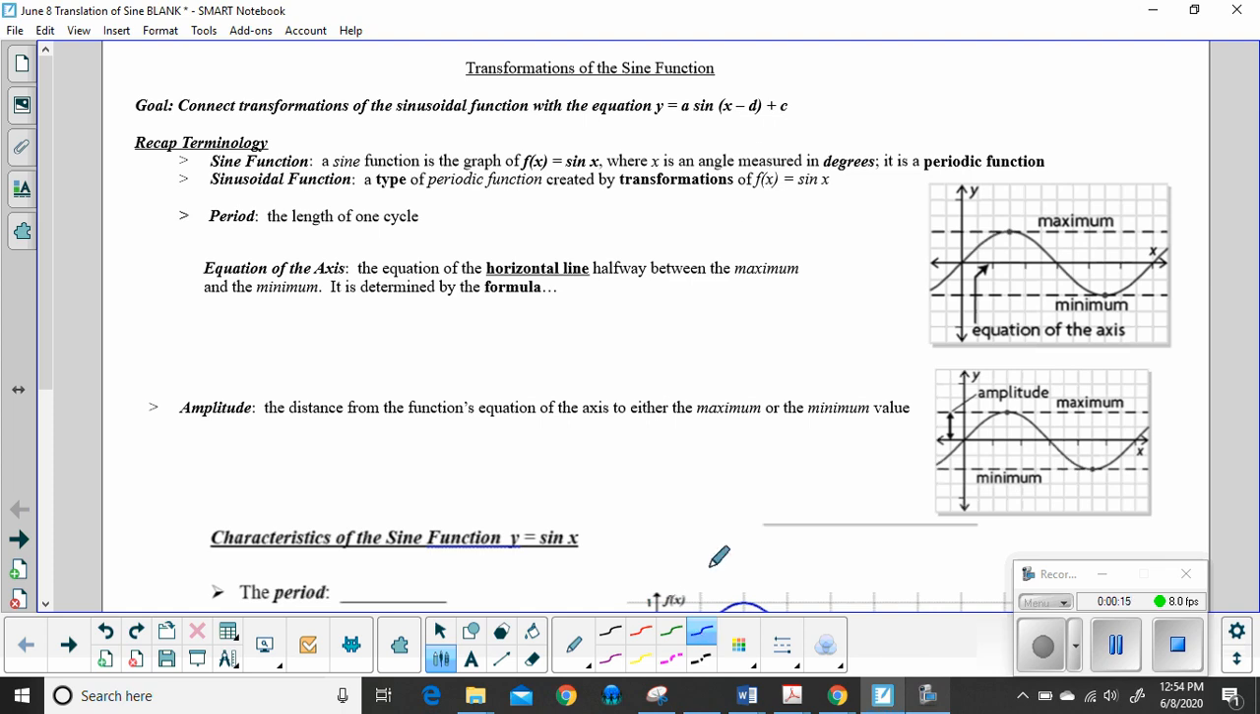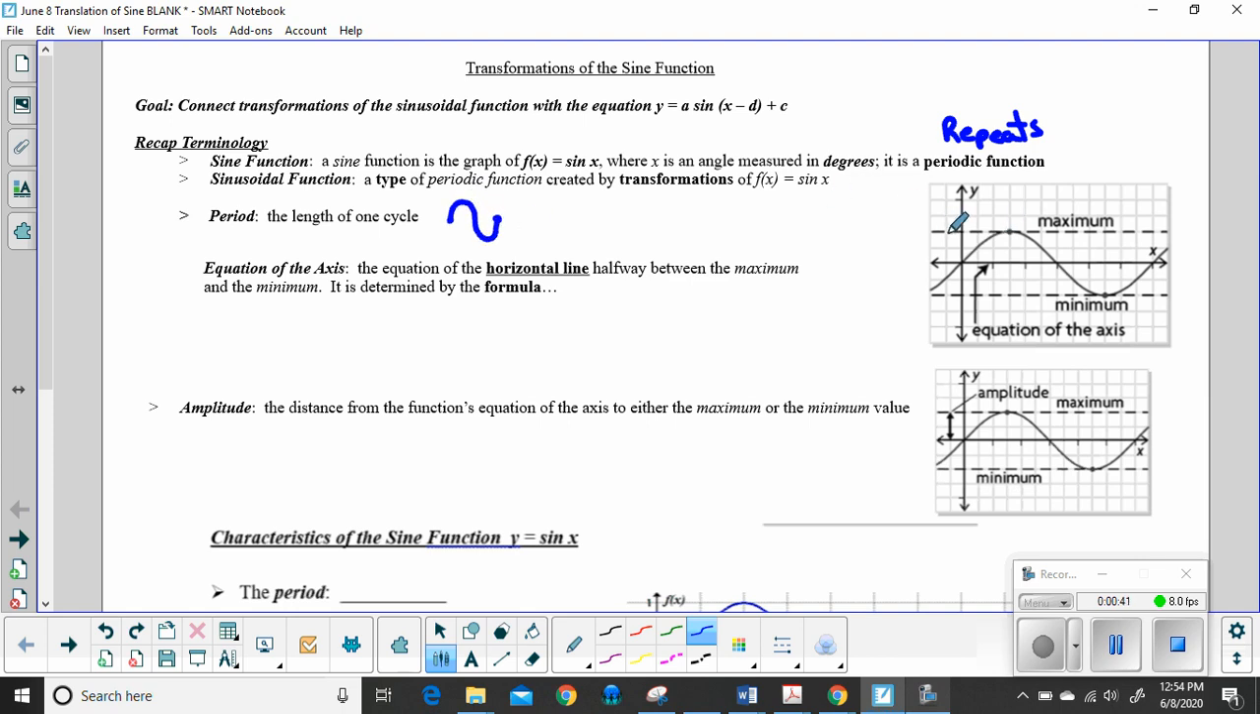So before we get into all of those little bits and pieces, let's recap some of the things about the sine function. So remember, a sine function is sine x. We're measuring it in degrees. It's periodic, which means it repeats. Sinusoidal function just means that we've transformed it. Those words are frequently used interchangeably. Period is the length of one cycle, so sine is usually characterized by that cycle.